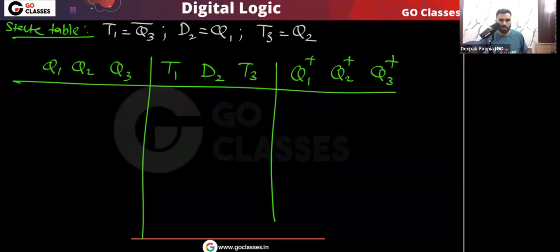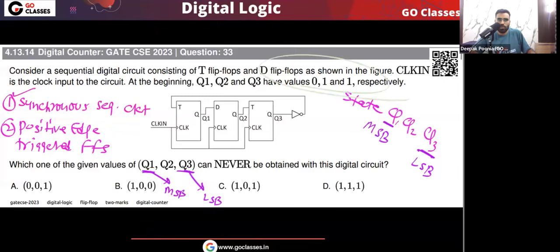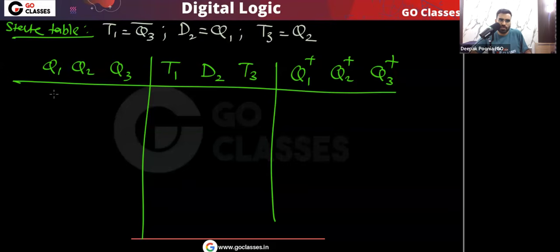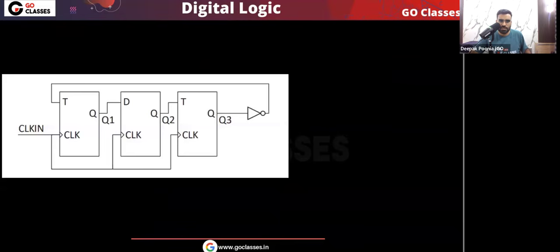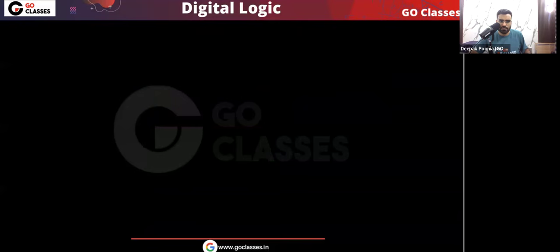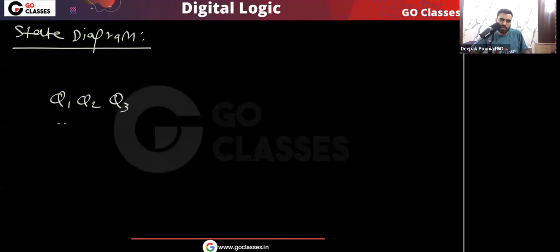Very simple. Now let's see the present state that is given to you, that is 0, 1, 1. Q1, Q2, Q3 equal to 0, 1, 1. So let's start from this. From this 0, 1, 1, what is the next state that we will find? Let me make the state diagram. Initially, Q1, Q2, Q3 is given to you, that is 0, 1, 1. This is the initial state.